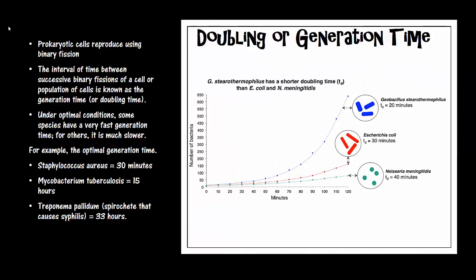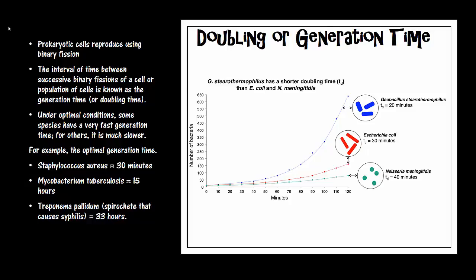Prokaryotic cells reproduce using this binary fission. The interval of time between successive binary fissions of a cell or population of cells is known as the generation time or doubling time. Under optimal conditions, some species have a very fast generation time. For others, it can be much slower. For example, Staphylococcus aureus will have a generation time of 30 minutes. Mycobacterium tuberculosis has a generation doubling time of 15 hours.